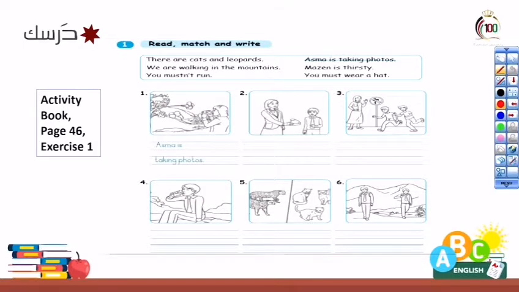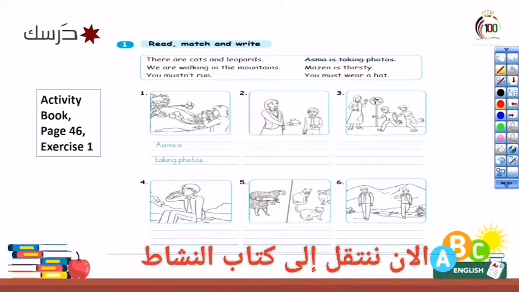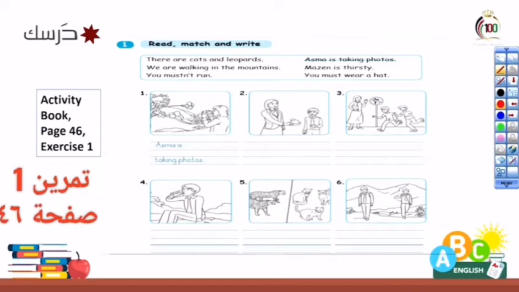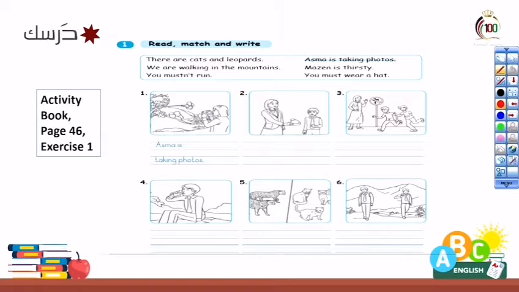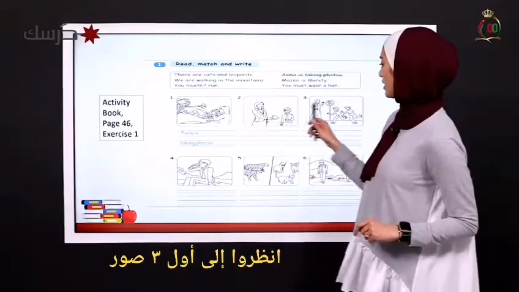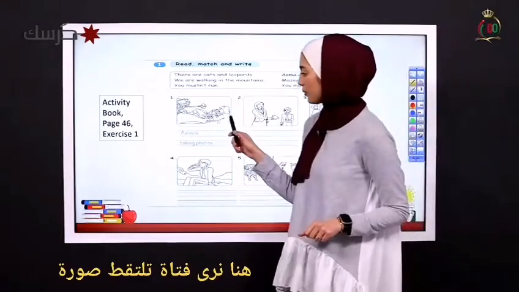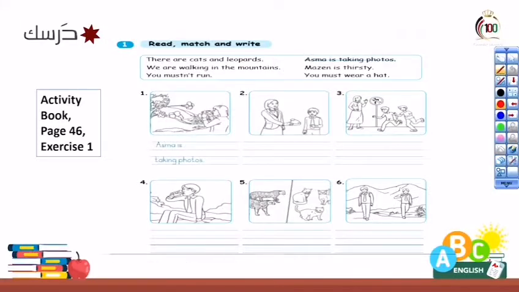Now I want you to open your activity book, page 46, exercise 1. In this exercise, we have to read, match, and write. Now look at the first 3 pictures. Here, we can see that there is a girl and she is taking a photo. Well done. Here, there is a mother and she is having a hat. Maybe she's trying to give the hat to her son. We will know more about this.